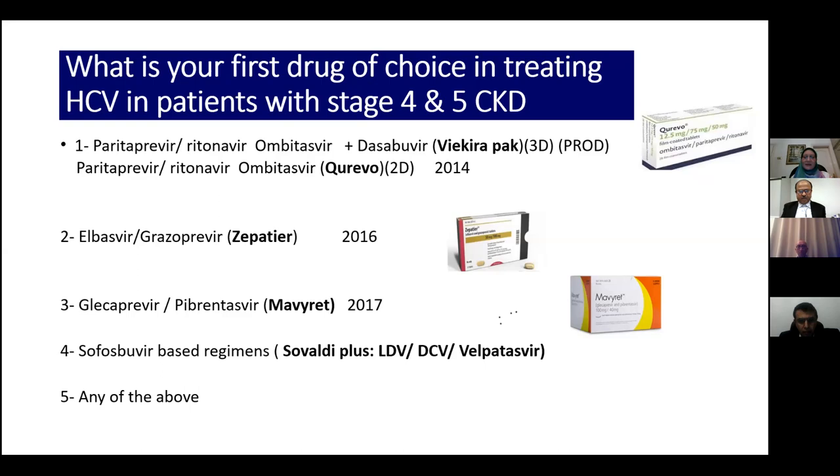So here one selection is 2, Elbasvir, Grazoprevir, Zepatier, yes. Zepatier, Kirivo. So we have different selections. The majority is Zepatier, right? And some Kirivo, no other choices? And 5, you know, of the above. Any Kirivo. Of the above.